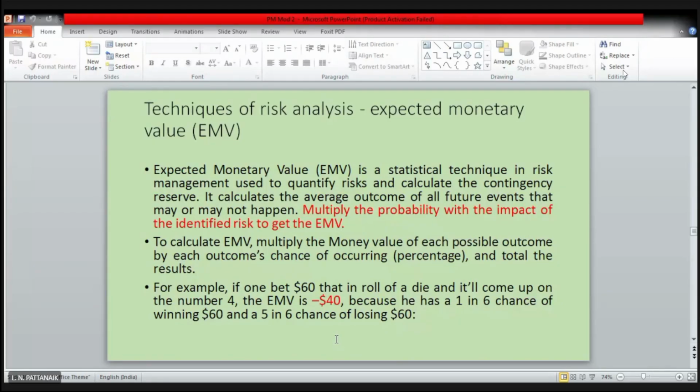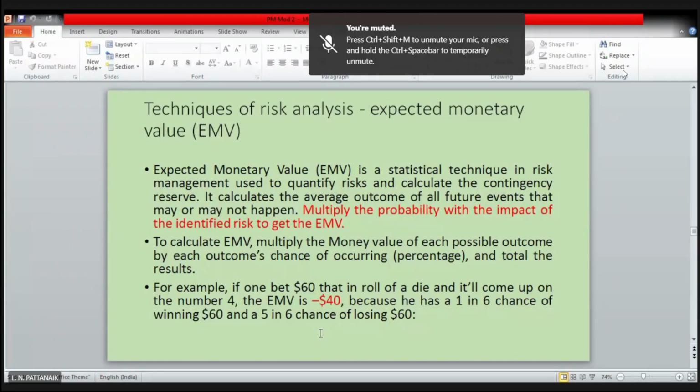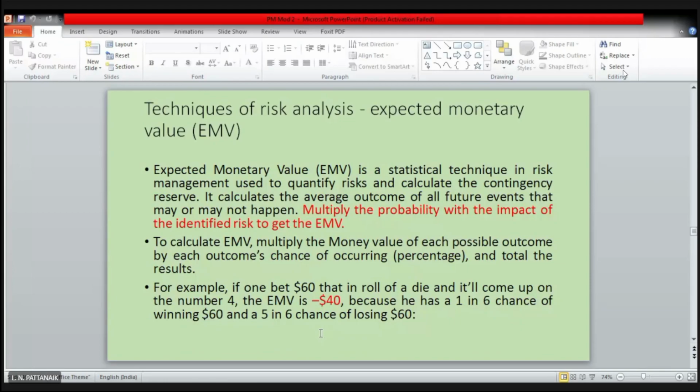Theoretically, there is some chance that you can win, but the expected monetary value associated with this kind of gambling, when you are using a die and choosing a number, it may not be 4, but any number out of 1 to 6, the expected monetary value is minus 40. So how did this minus 40 come out? Because this is the multiplication of the probability of the option happening and the impact of that decision on your pocket.